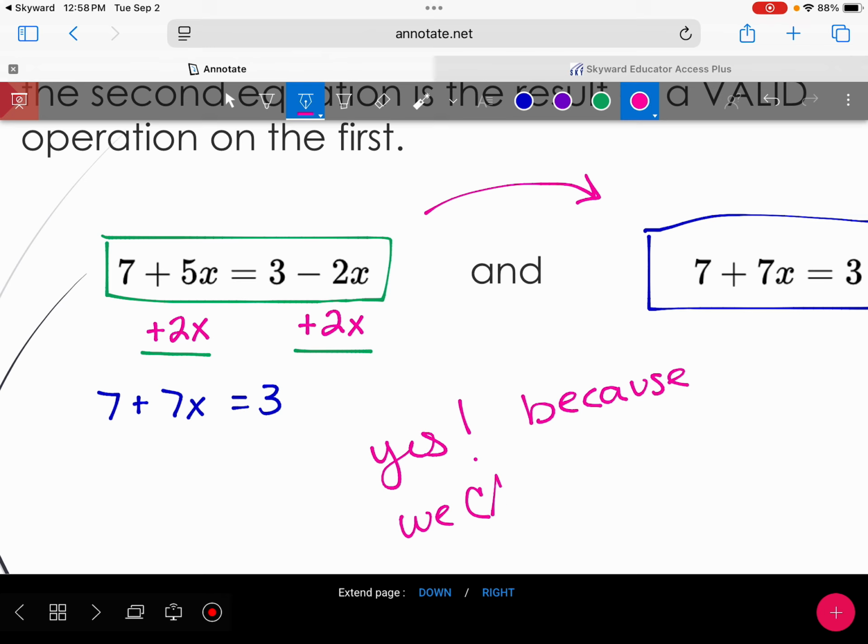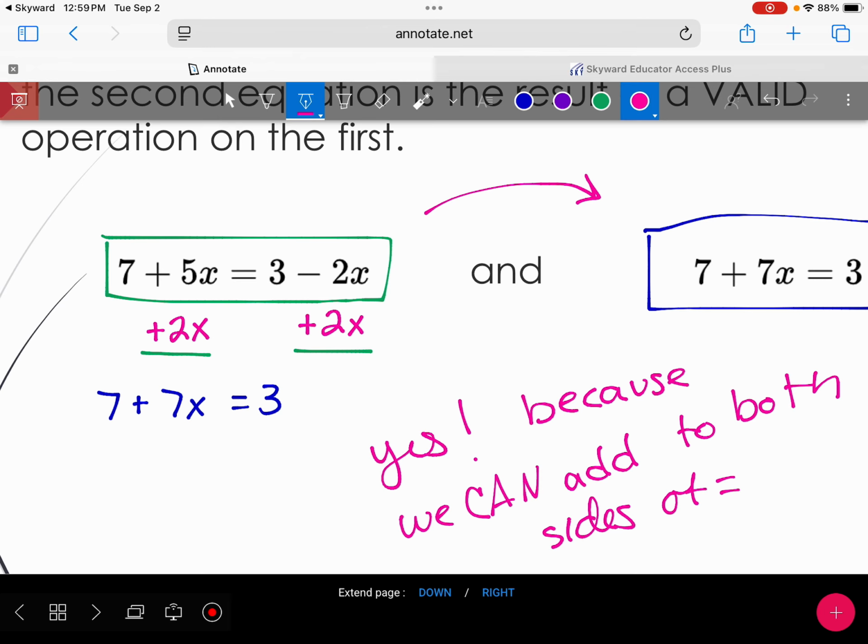Yes. We can add, because we can add to both sides of the equation. Both sides of an equal sign. I can absolutely do that.